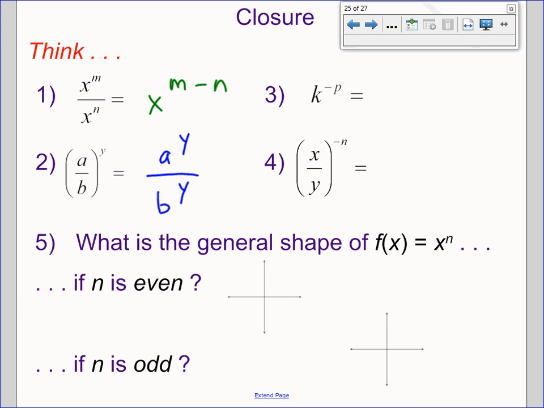Good job. How would I write number 3 without a negative exponent? What would that look like? Heather? 1 over k to the power of p. Good job. 1 over k to the positive p. Raise your hand if you had the same as Heather. 1 over k to the p.